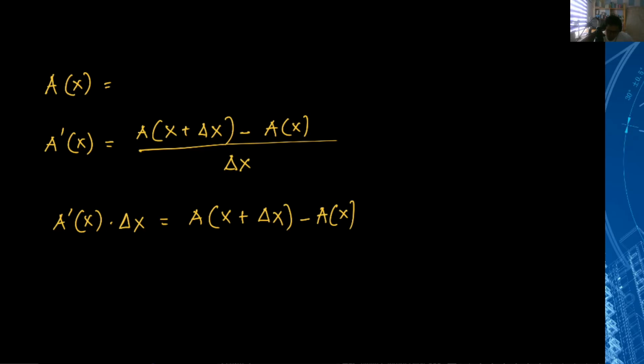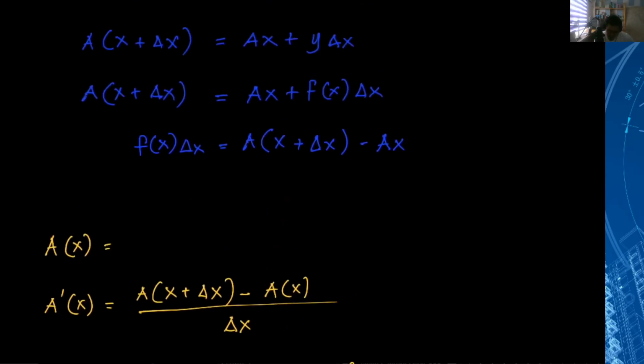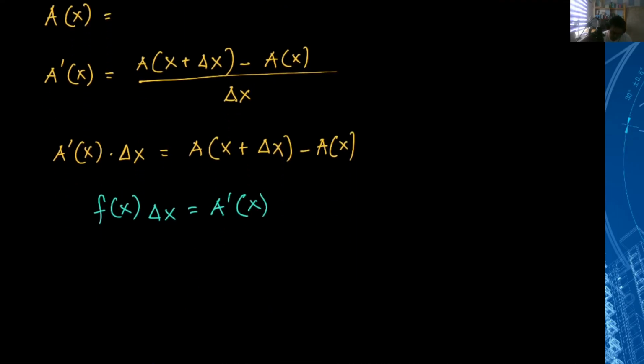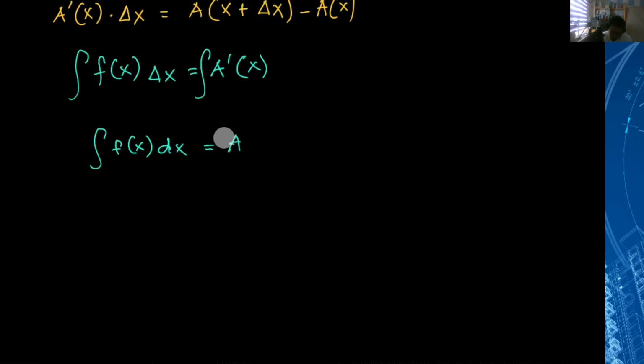Okay, so what have you noticed? This equation is also equal to this equation. Therefore, f of x delta x is equal to the first derivative of the area. So if I integrate this, this becomes the integral of f of x, but delta x I can change to dx, equals A of x.